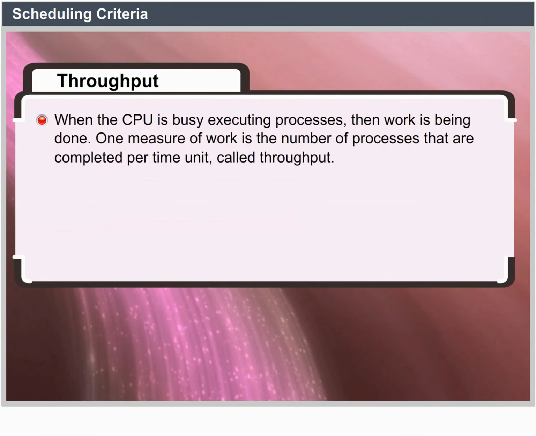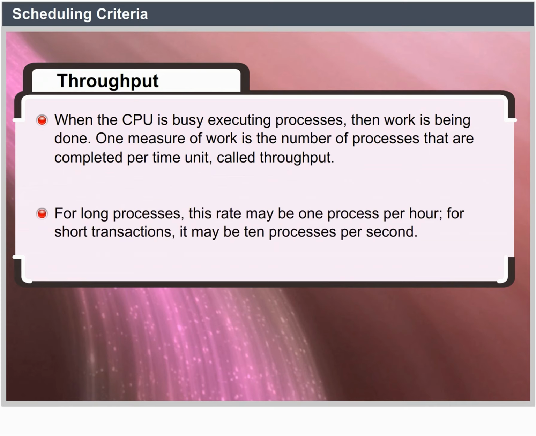Throughput. If the CPU is busy executing processes, then work is being done. One measure of work is the number of processes that are completed per time unit, called throughput. For long processes, this rate may be 1 process per hour. For short transactions, it may be 10 processes per second.